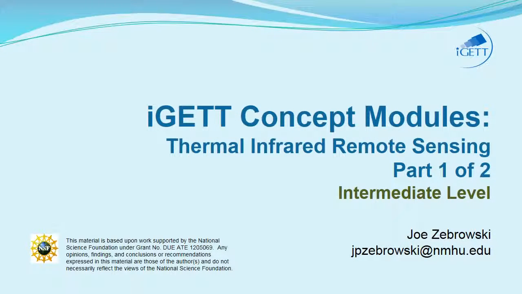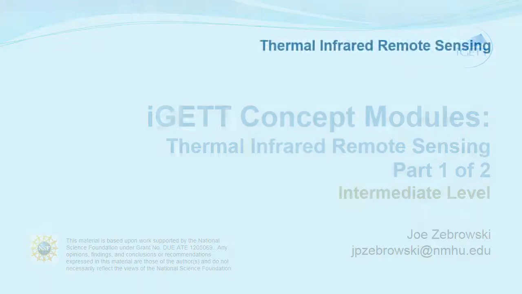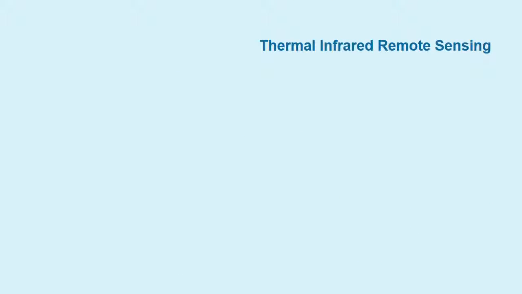This presentation will provide an overview of the basic concepts of remote sensing in the thermal infrared portion of the electromagnetic spectrum. One of the most exciting areas of remote sensing is the detection and analysis of objects and phenomena based on their emitted energy. Through thermal infrared remote sensing, we are able to see an object's heat and take its temperature.